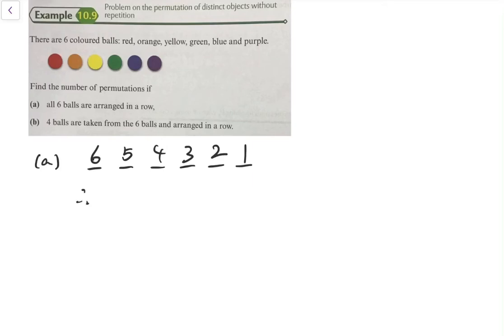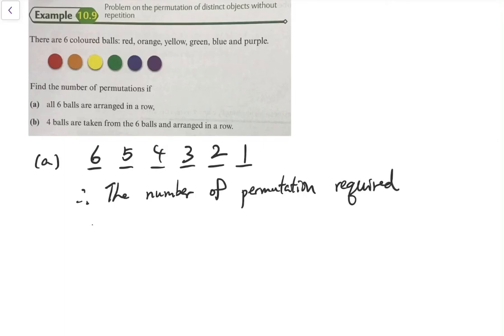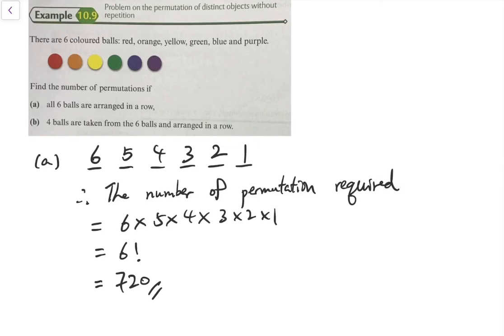Here please also write the complete sentence. In the previous example, I just showed you the concept, so I didn't give you the complete sentence or answers. You should write in this way: the number of permutations required is 6 times 5 times 4 times 3 times 2 times 1. Actually you can write 6 factorial as well. Then we get 720.